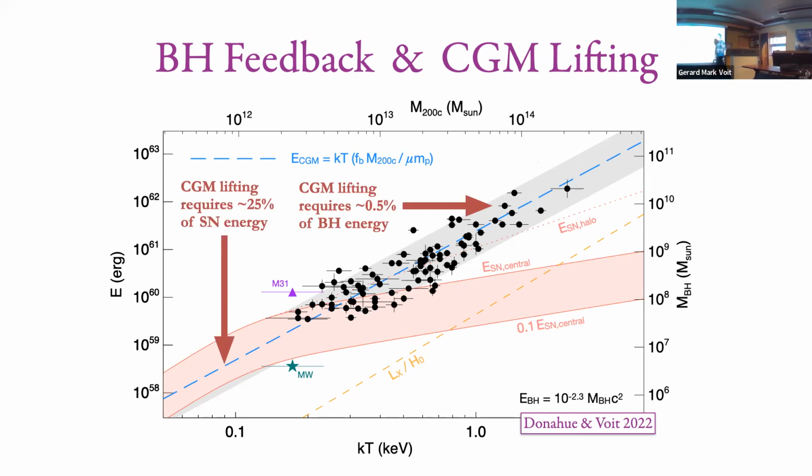So those are the takeaways. If you want supernovae to be controlling the behavior of the atmosphere around a galaxy, it takes about 25% of the supernova energy to do that, below the Milky Way scale. Above it, you fall short, and to start pushing around the gas in a more massive halo, you need to put in about 0.5% of the black hole rest mass energy.